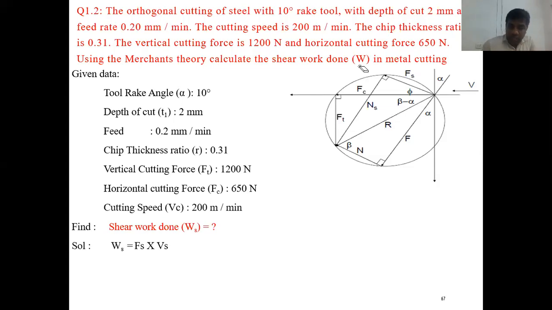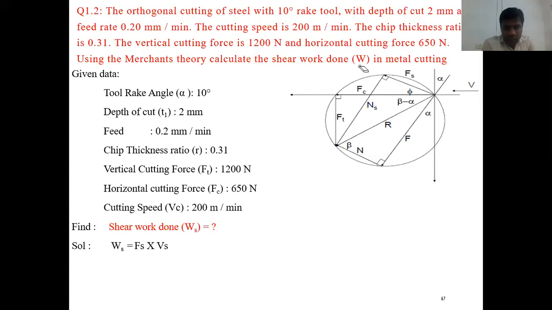If you take the formula of work done, it is nothing but Fs, because it is shear work done: shear force into shear velocity. That will give you the shear work done in unit time, in terms of watts, W, whatever is mentioned in your question. So be careful, as per the question your answer has to be there. If you write work done as force into distance, your method is correct. But the question is asking about shear work done in watts. Watts means work done in unit time, so instead of distance, you need to consider velocity.